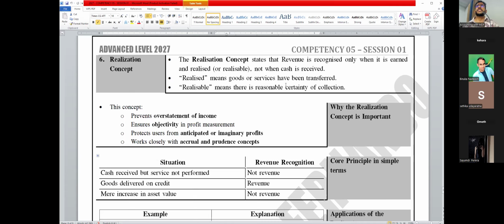The realization concept applies directly to the revenue. But accrual was applied to both income and expenses. This is applied to the revenue. It says the realization concept states that revenue is recognized only when it is earned and realized or realizable, not when the cash is received.